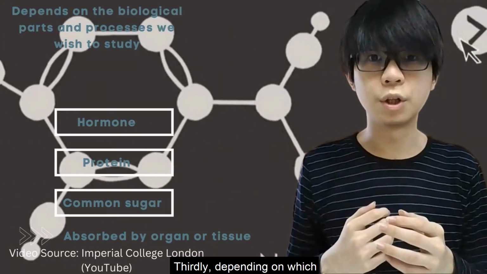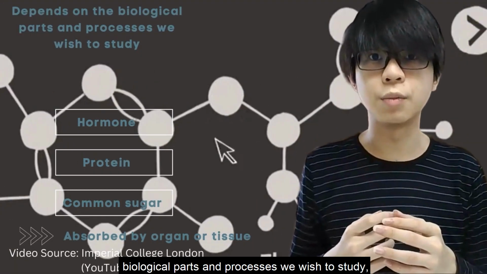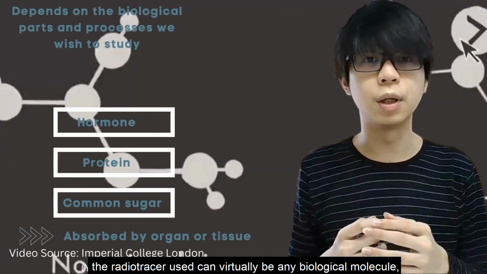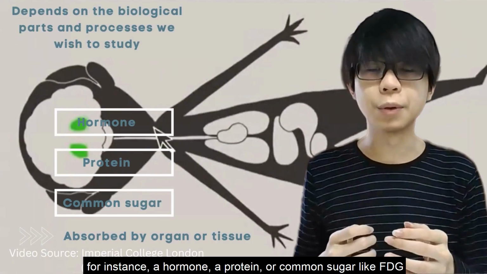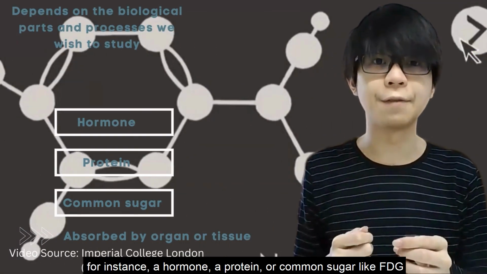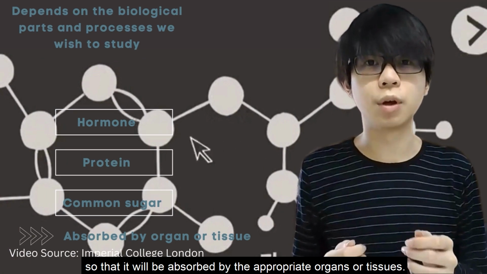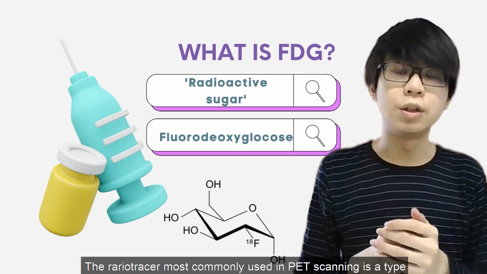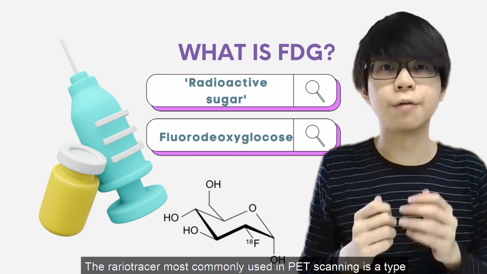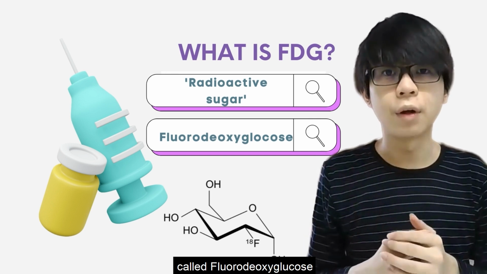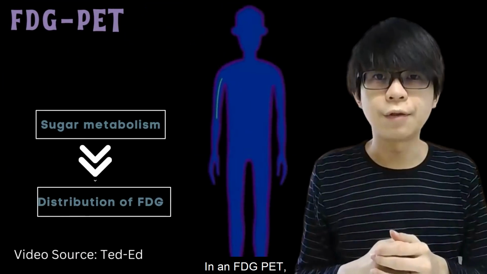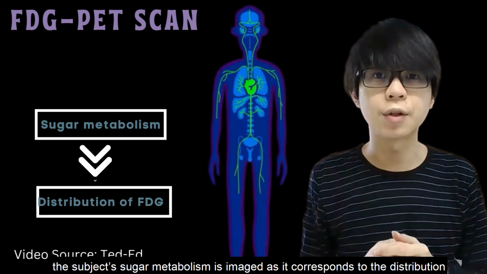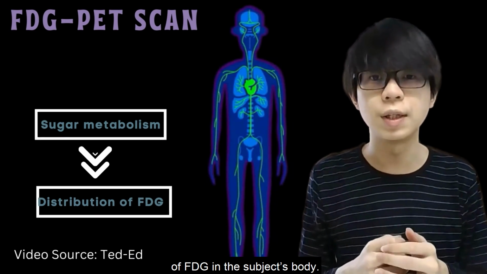Thirdly, depending on which biological parts and processes we wish to study, the radiotracer used can virtually be any biological molecule. For instance, a hormone, a protein, or a common sugar like FDG, so that it will be absorbed by the appropriate organs or tissues. The radiotracer most commonly used in PET scanning is a type of radioactive sugar called fluorodeoxyglucose. In an FDG PET, the subject's sugar metabolism is imaged as it corresponds to the distribution of FDG in the subject's body.